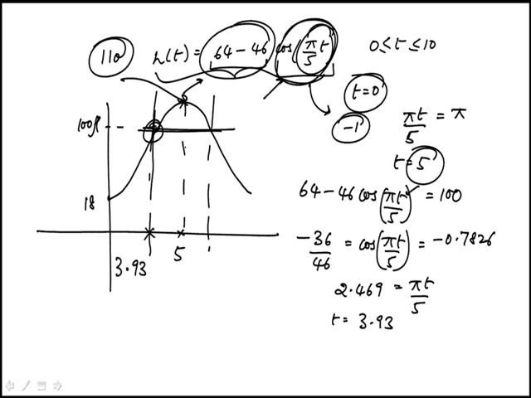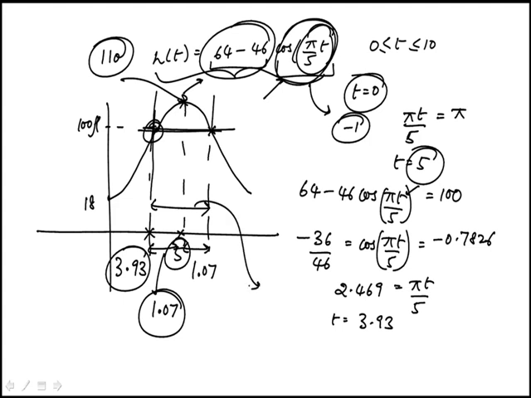Now this function is symmetric, which means that the distance between the midpoint and the point at which it reaches the height of 100 feet is 1.07. That's the difference between 5 and that. It's going to happen the same distance on the other side, another 1.07, where it's going down in height. So the total time would be twice that number. So 2 times 1.07, which is 2.14 minutes. And that's the answer.